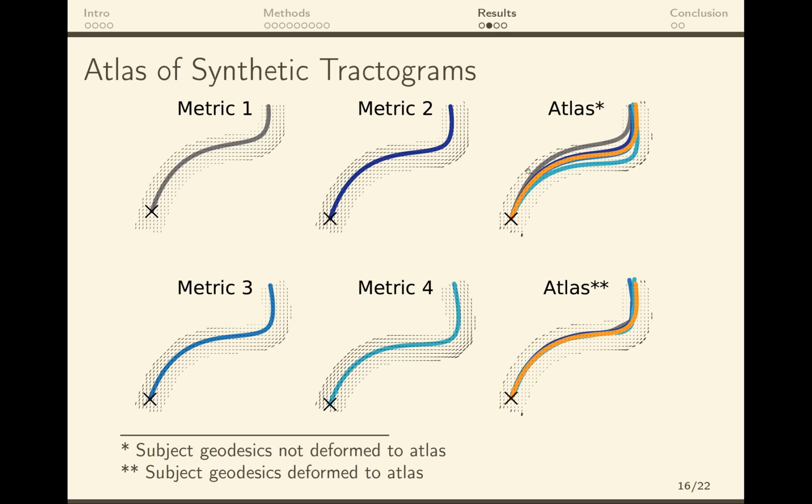This orange curve here is a geodesic for the atlas connectome. In the bottom plot, we see the same atlas again, but this time we have deformed the tractography from the individual metrics into atlas space. And we see how well those deformed tractograms line up with the geodesic in the atlas.